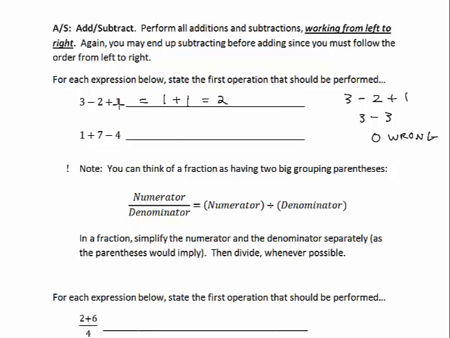You've got to go from left to right when addition and subtraction are side by side. Next example, 1 plus 7 minus 4. To do this correctly, we would add 1 and 7 and get 8, and then carry out the subtraction of 4 from the 8. So 8 minus 4 is 4.